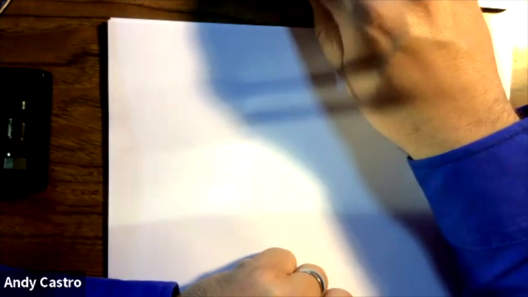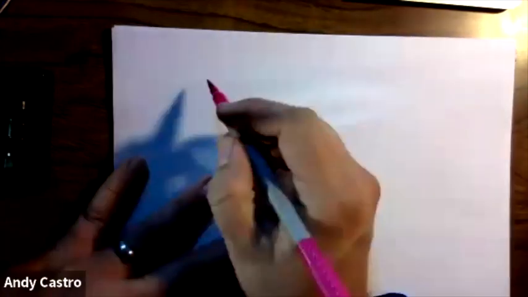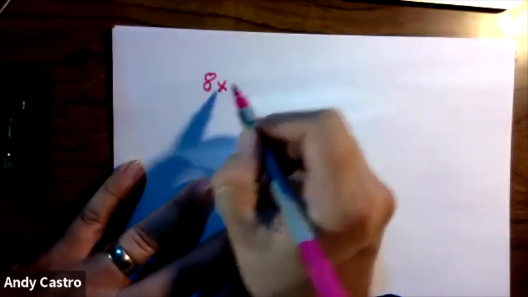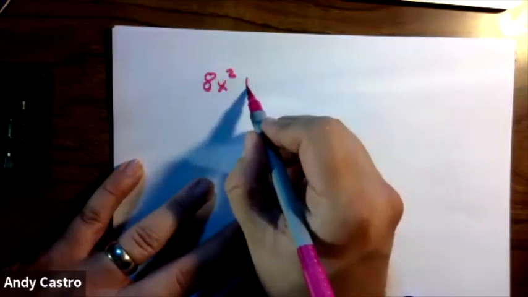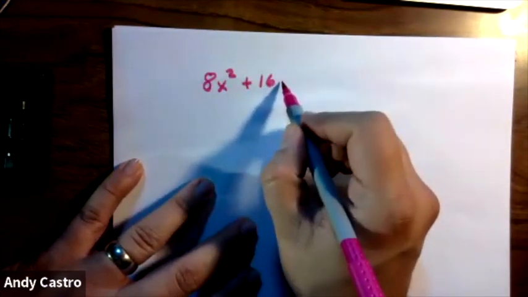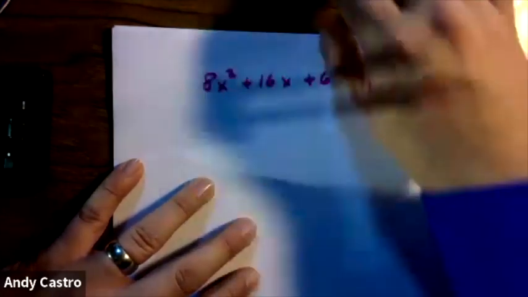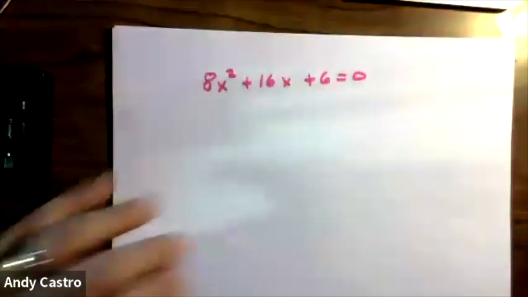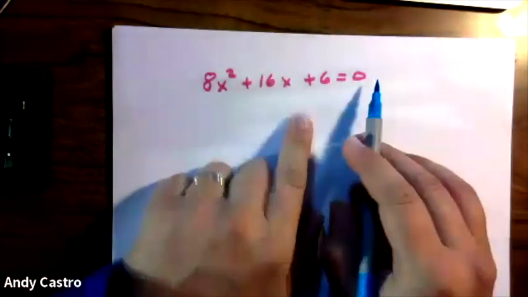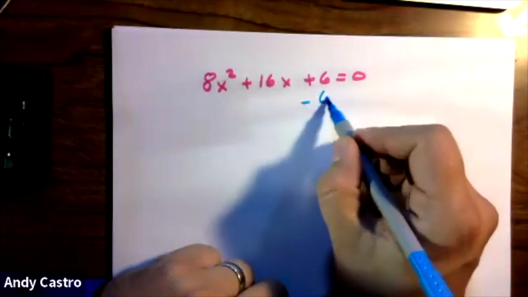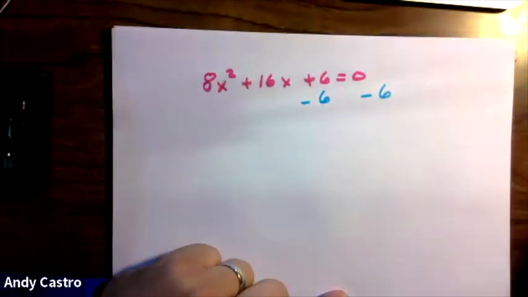So let me show you a situation like that. Okay, let's look at 8x squared plus 16x plus 6 is equal to 0. The first thing we'll do is move that 6 to the other side, so I can complete the square.